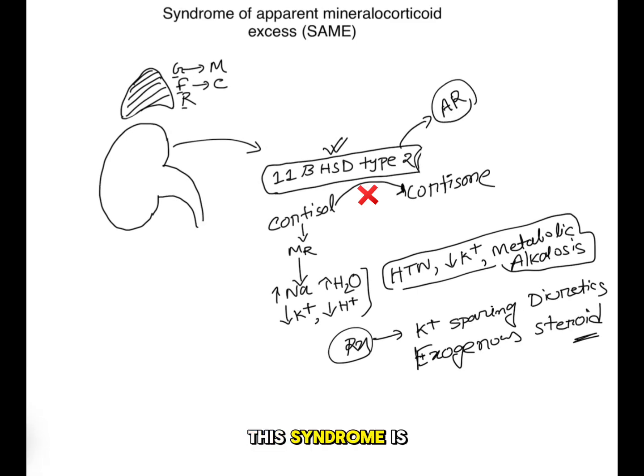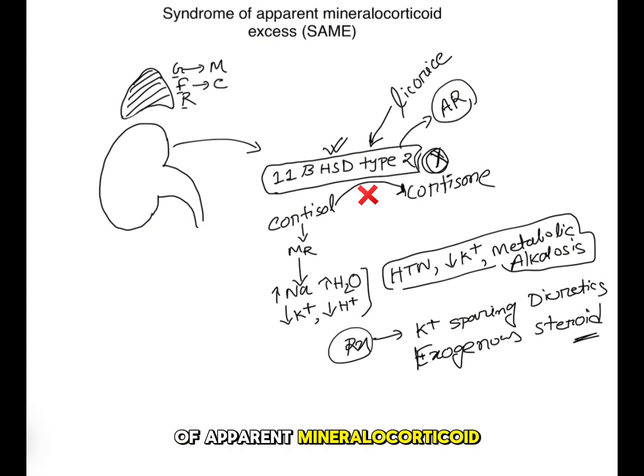This syndrome is an autosomal recessive condition where there is a defect of this 11-beta hydroxysteroid dehydrogenase type 2 enzyme, or it can be acquired by consumption of licorice. In licorice, there is an acid, glycyrrhetinic acid, which blocks the activity of this enzyme, resulting in syndrome of apparent mineralocorticoid excess.